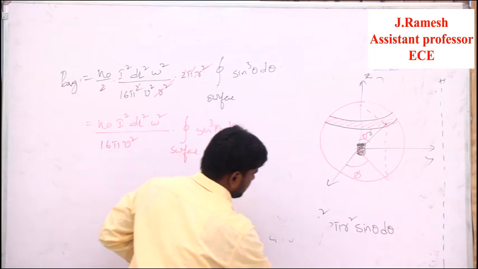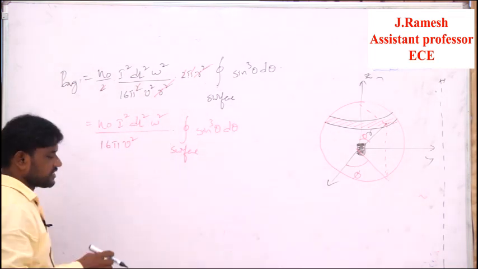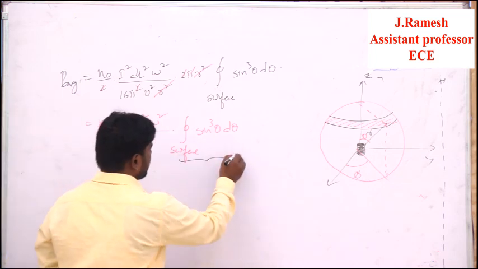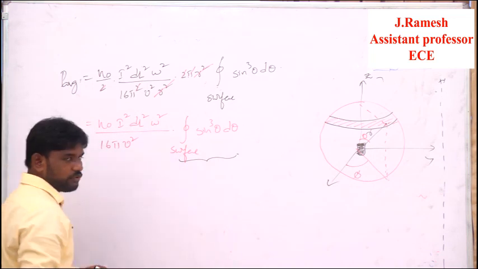But again we have to do the simplification by using some notations. Before going to that, how are we going to eliminate this one? We know that theta is varying from 0 to pi only.